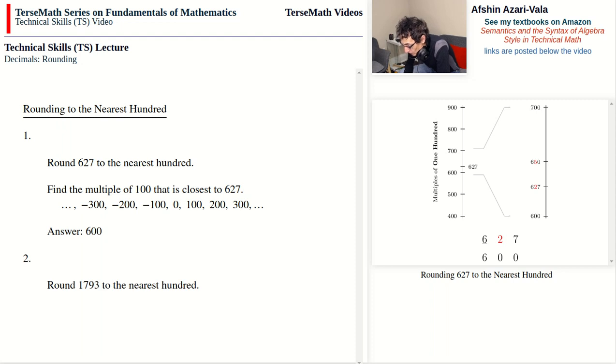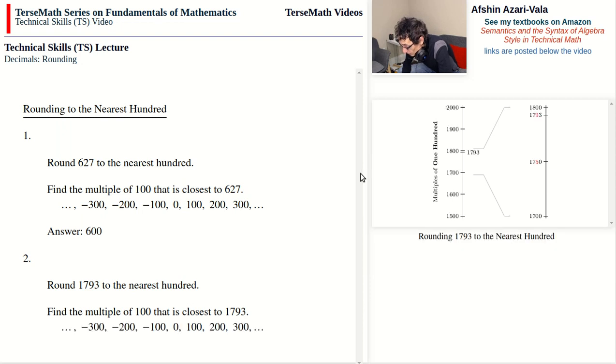Problem 2, round 1793 to the nearest 100. And as usual, we need to find the multiple of 100 that is closest to 1793. Now the image is over here. And as you can see, jumping in steps of 100, eventually we'll come to 1500, 1600, and so on and so forth. 1793 is in between 1700 and 1800.